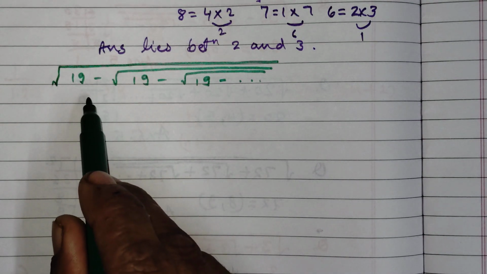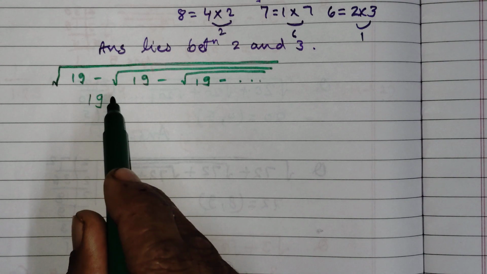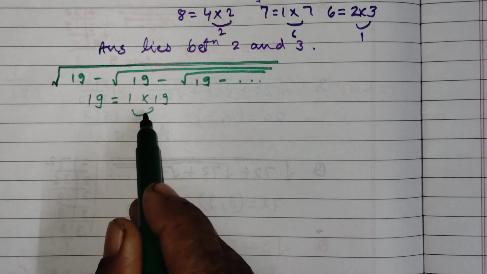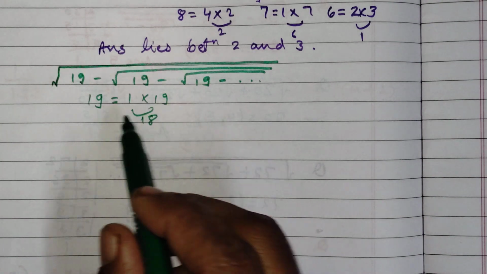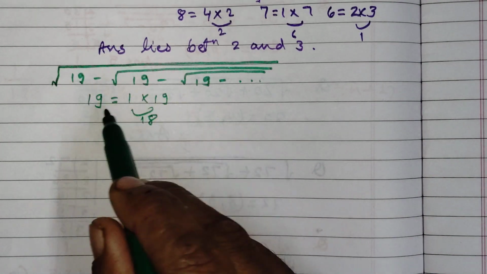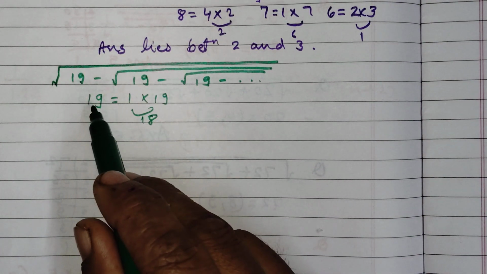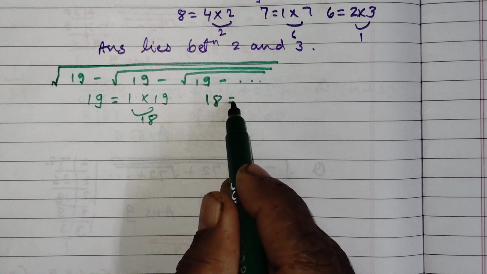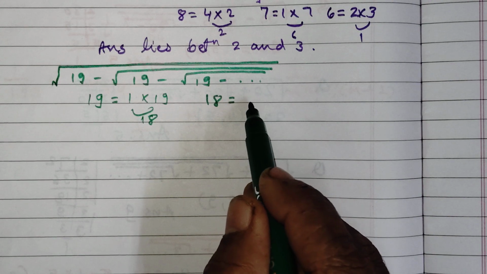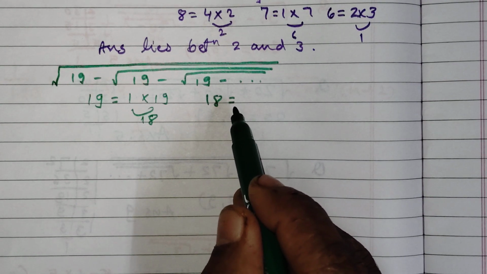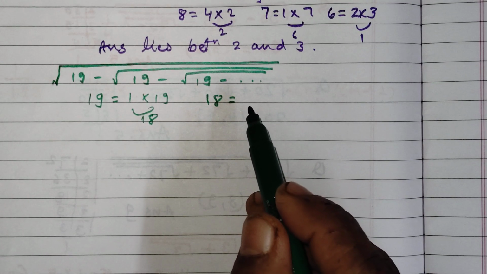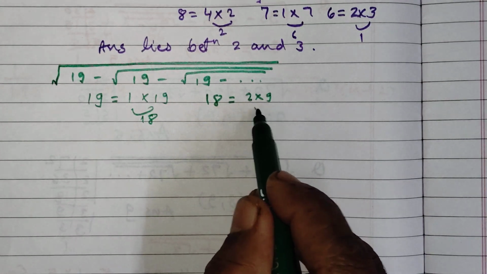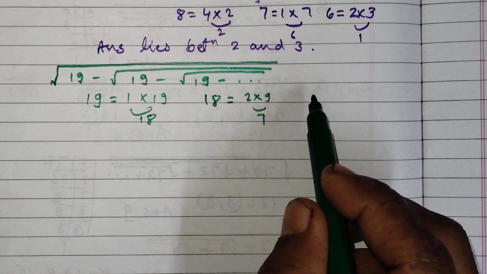There is the minus sign, and since we know that the factors of 19 are 1 and 19, and the difference is 18, we need a difference of 1, so it is rejected. Minus is there, so we find 19 minus 1, that means 18. Find the factors of 18. The factors of 18 are 9 and 2. Difference is 7. So again it is rejected.